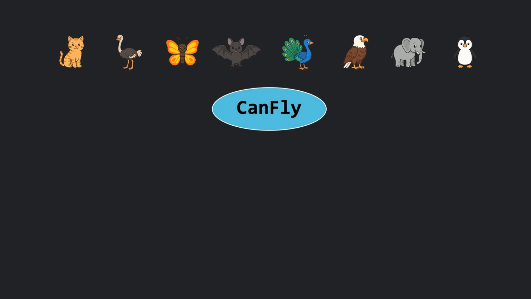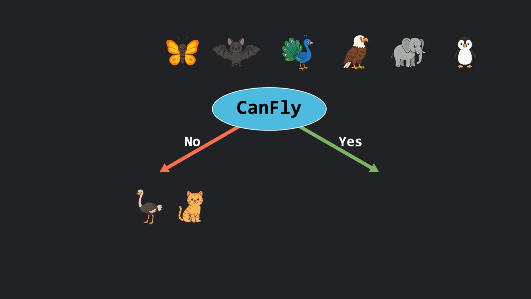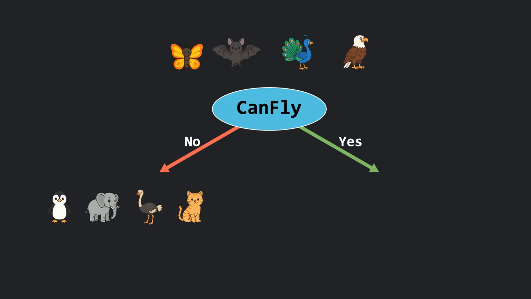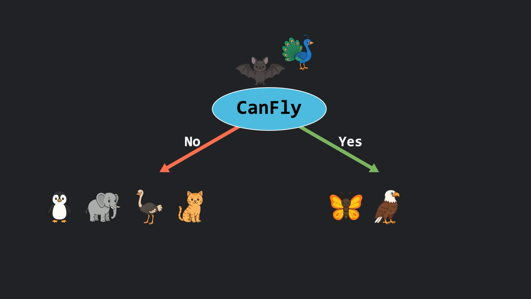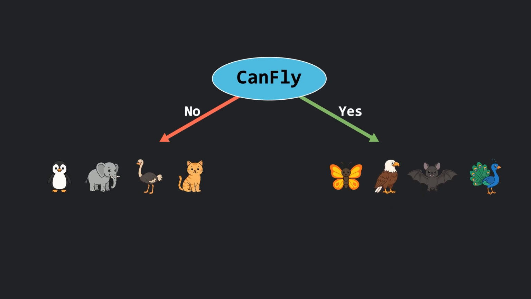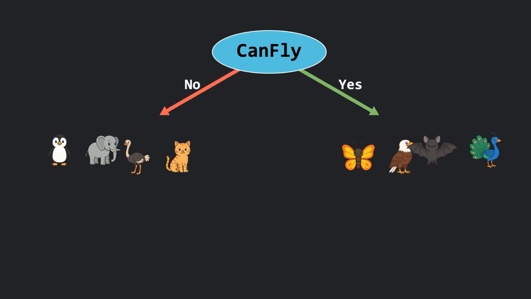Suppose we start with the feature can fly. Based on this, we divide our dataset into two groups: animals that cannot fly, like cats, ostrich, elephant, and penguin, and animals that can fly: butterfly, eagle, bat, and peacock. This gives us our root node split.